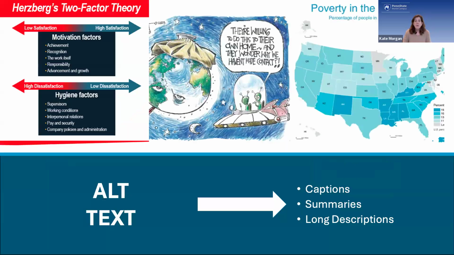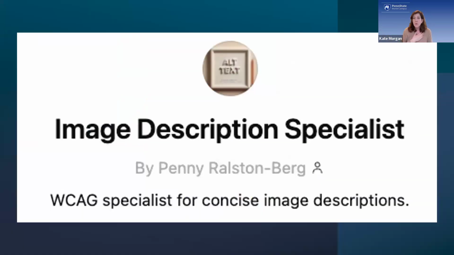All right, so we talked about a GPT and how AI can look at images now and create alt text, which is great, because especially now with the DOJ coming through, every image needs alt text or long descriptions, especially in the education world. So we created the image description specialist, okay, which is so cool.